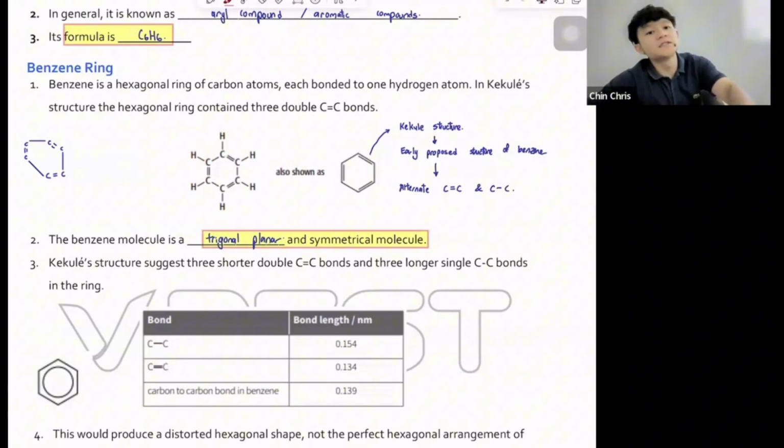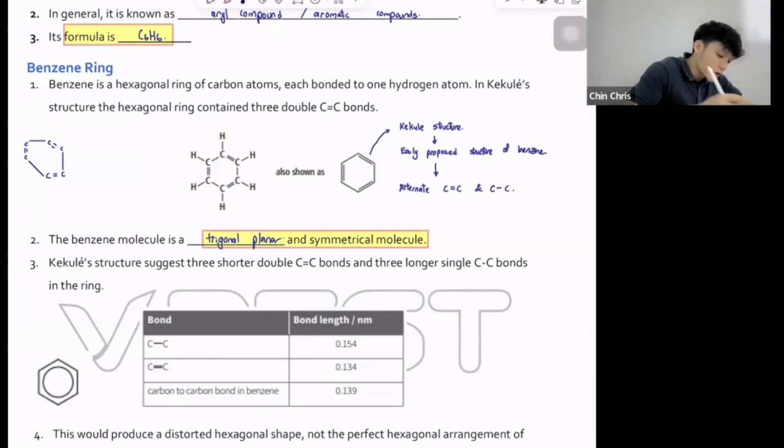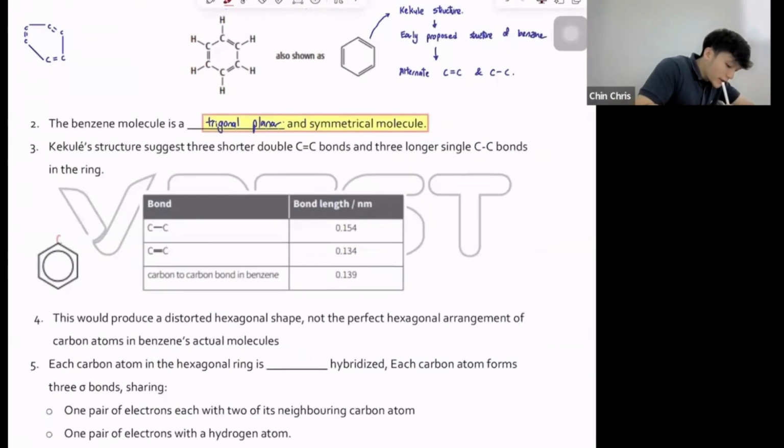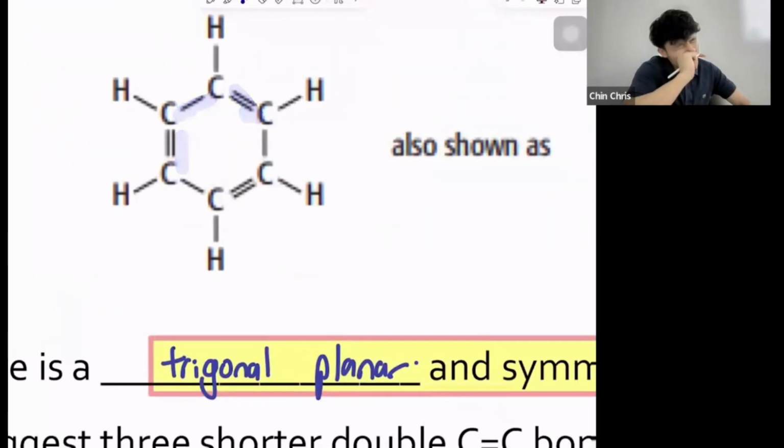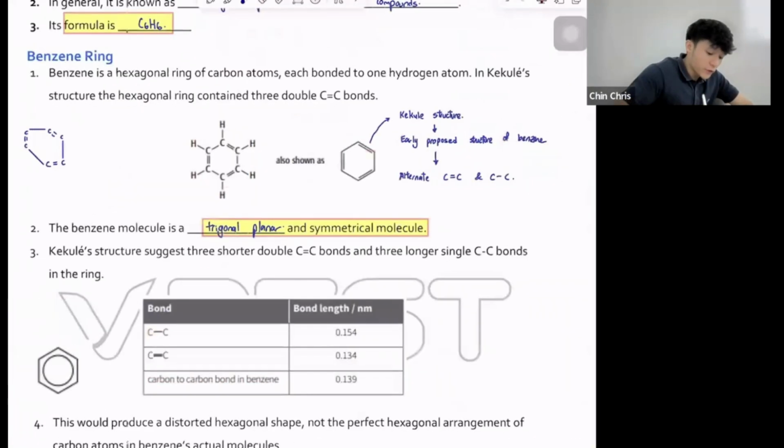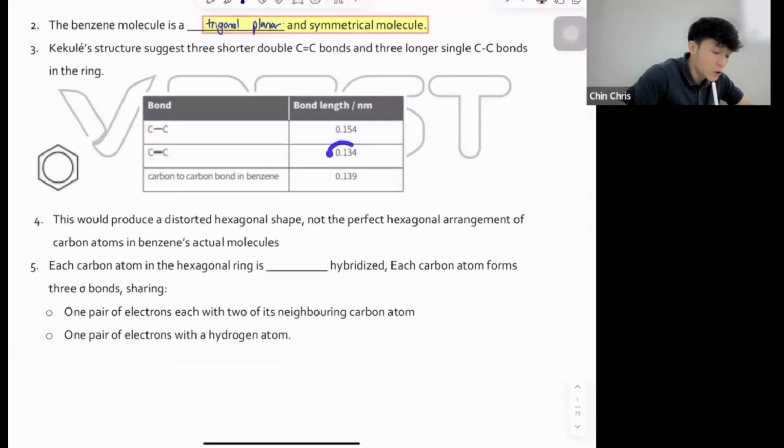Okay, so guys, again, if you look at benzene, all the carbons have the same bond length. Which means this double bond and single bond structure doesn't really work for benzene. For benzene, if you look at the bond lengths, the double bond is 0.134 nm. Single bond is 0.154.